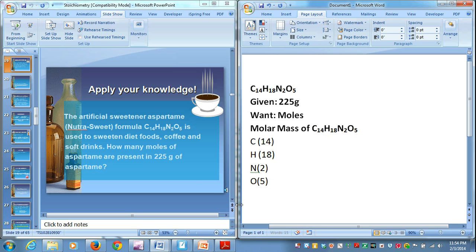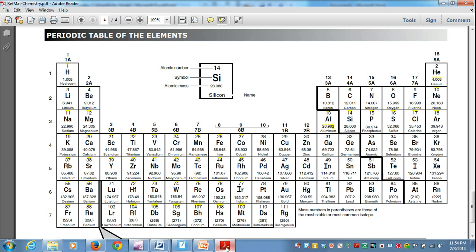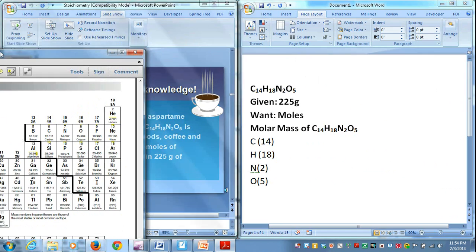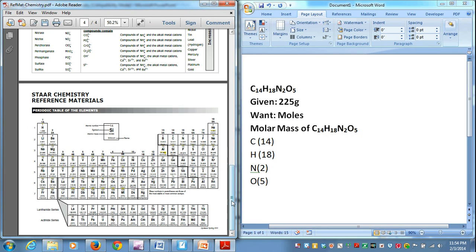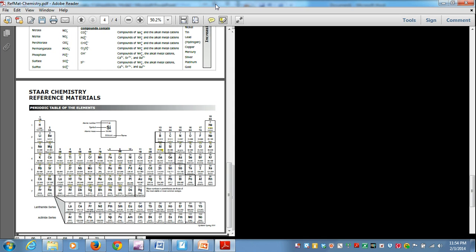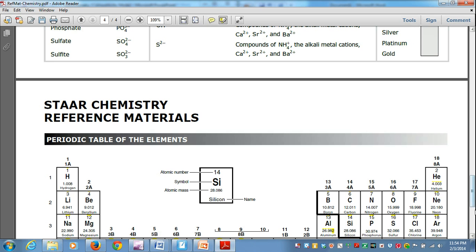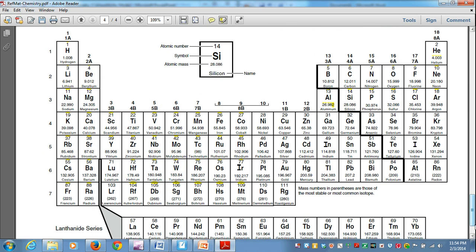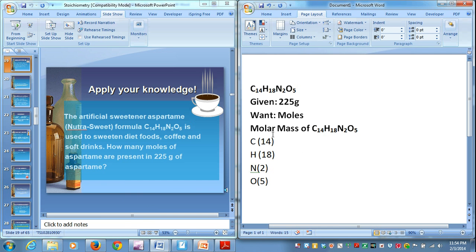Now, the next thing is you have to refer back to the periodic table. Here in the periodic table, we've got to look for carbon. We've got to find the molar mass for carbon. When we look at the molar mass for carbon, it says here that it's 12.011. So if we're rounding to the 10th position, we don't round up, so we stay the same. So we're going to use 12, okay, 12.0.